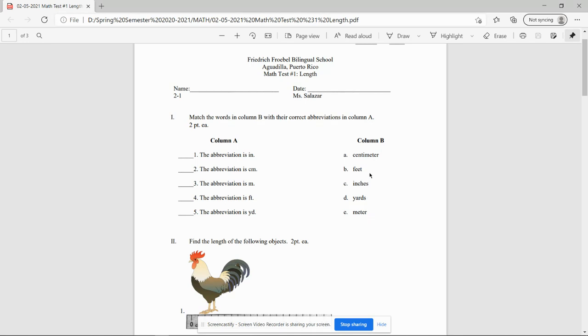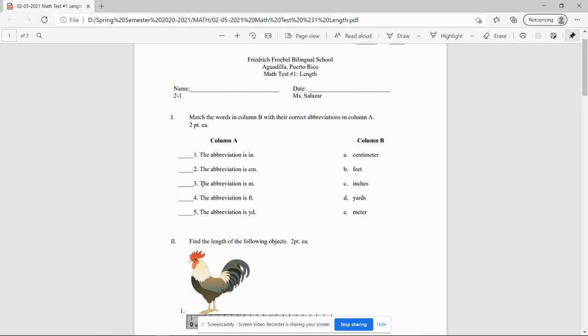So, you have the words in column B, you have the abbreviations in column A, and you're going to match them. Okay? So, you're going to write the letters in the blank spaces. Number one, the abbreviation is IN. Is that going to be for centimeter, feet, inches, yards, or meter? Number two, the abbreviation is CM. Is that the abbreviation for centimeter, feet, inches, yards, or meter?